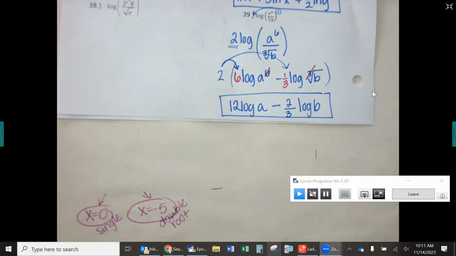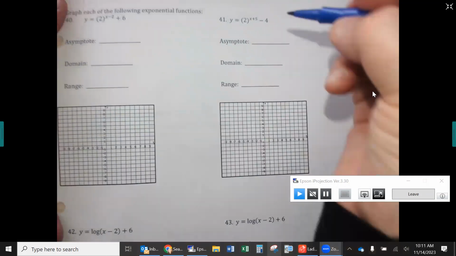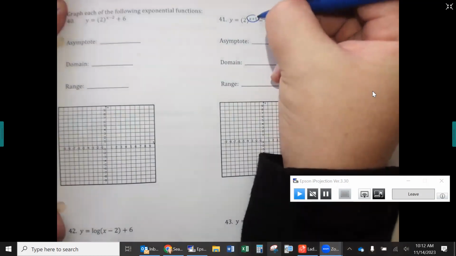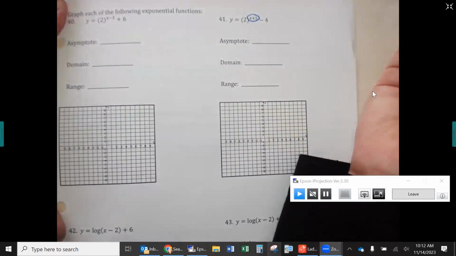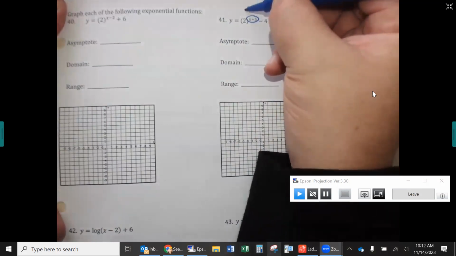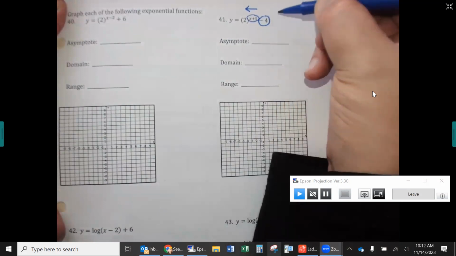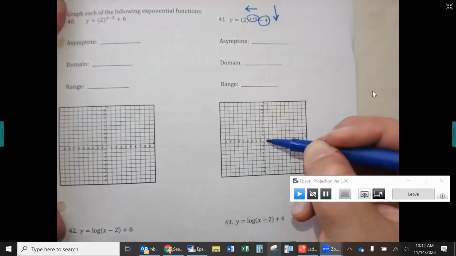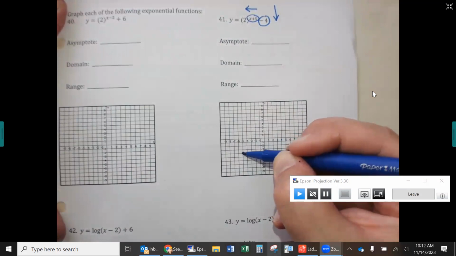All right, last page. We're gonna do one of each graph. This should be the easiest thing on your test. Okay, take a look for me, please, at number 41. Which way does a +5 move the parent function? Left, right, up, down? To the left 5. What about the -4? Down 4. So you're gonna go to the left 5, down 4.